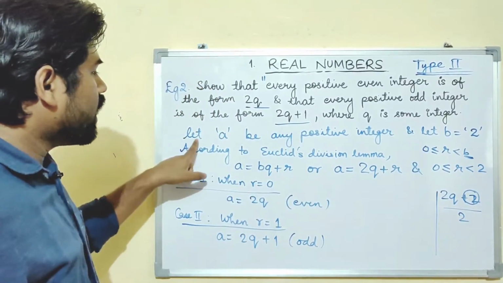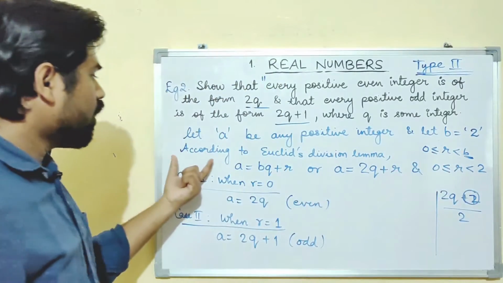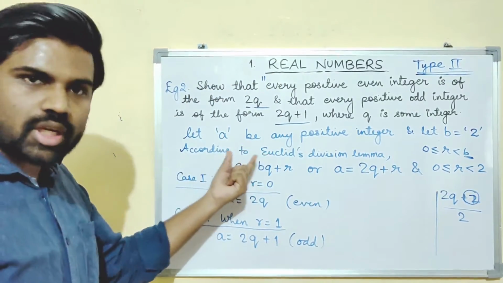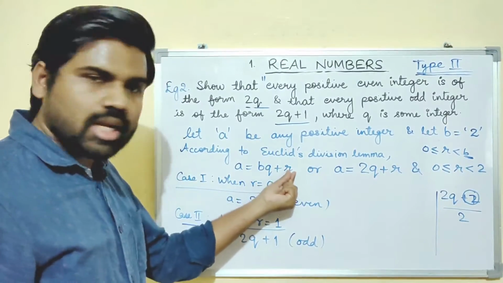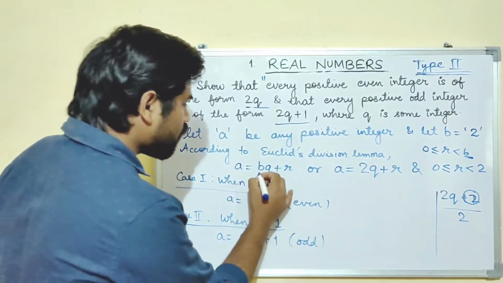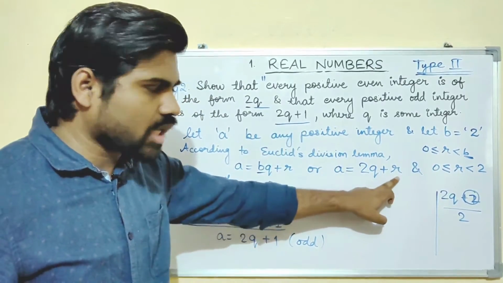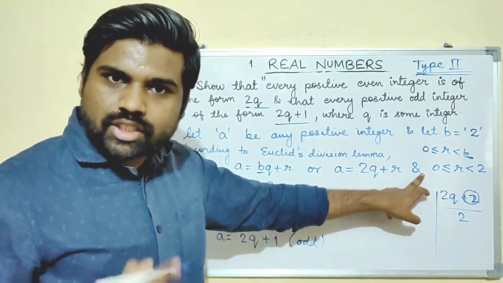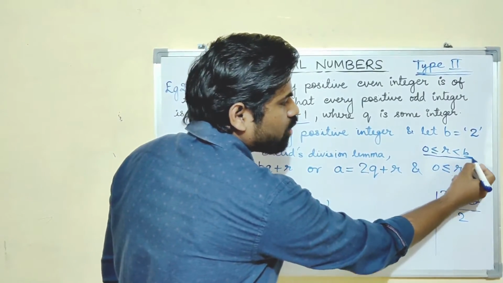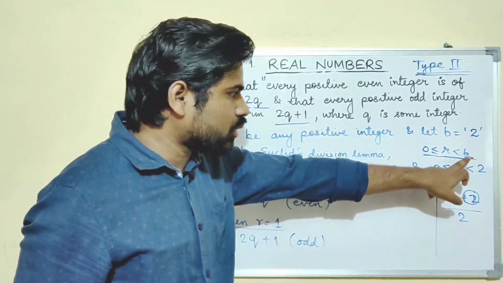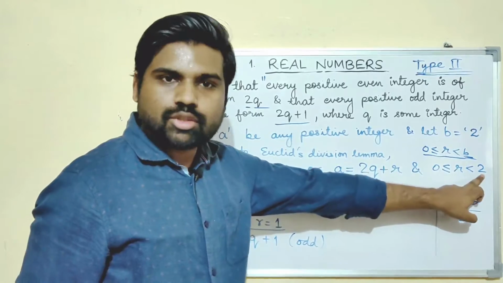Now, let a be any positive integer and let b equals 2. Then we wrote according to Euclid's division lemma: a equals bq plus r. Here we substituted the value of b, which is 2. a equals 2q plus r. And the condition in Euclid's division lemma was 0 is less than or equal to r less than b. So we substituted the value of b here: 0 is less than or equal to r less than 2.